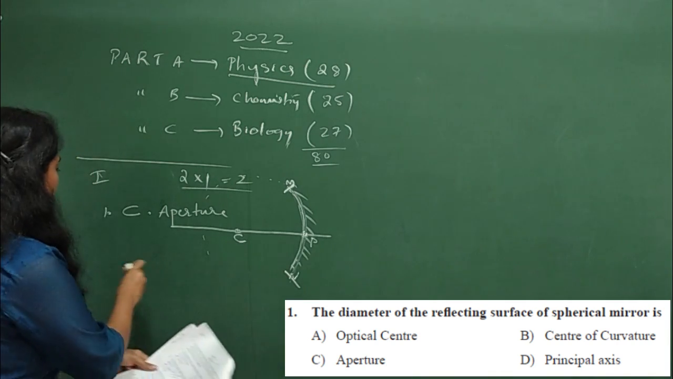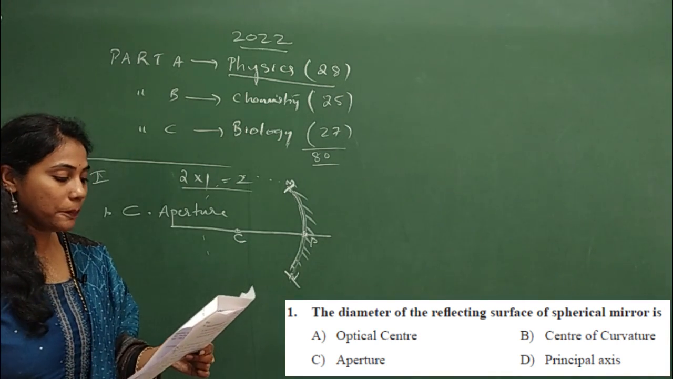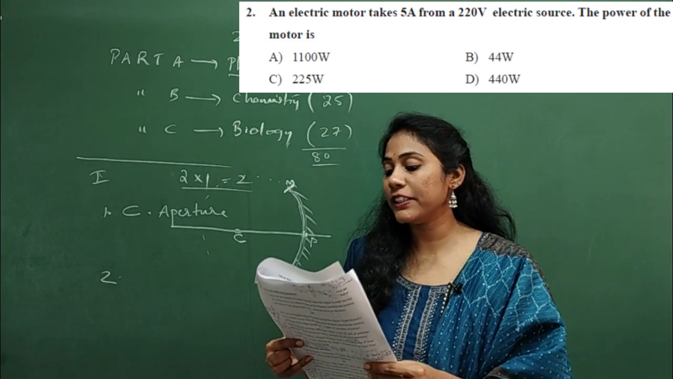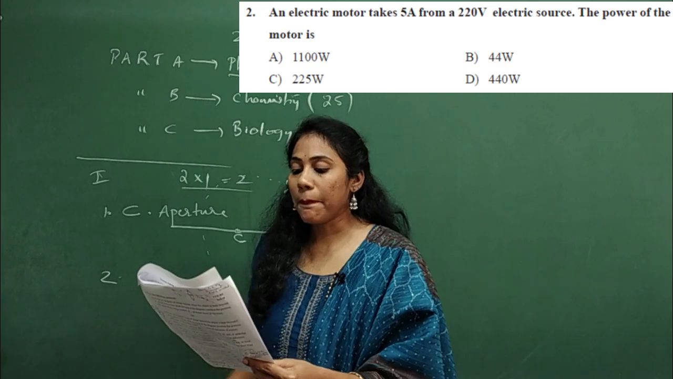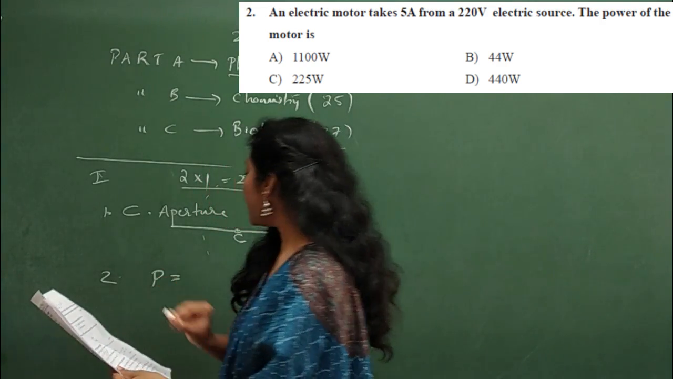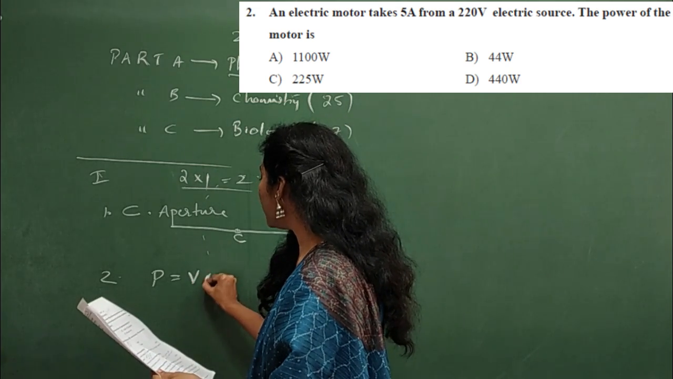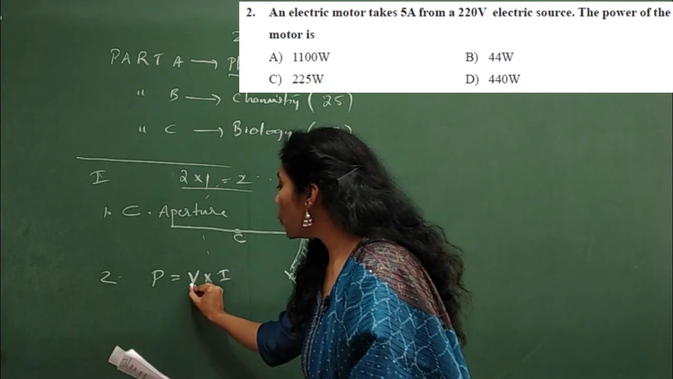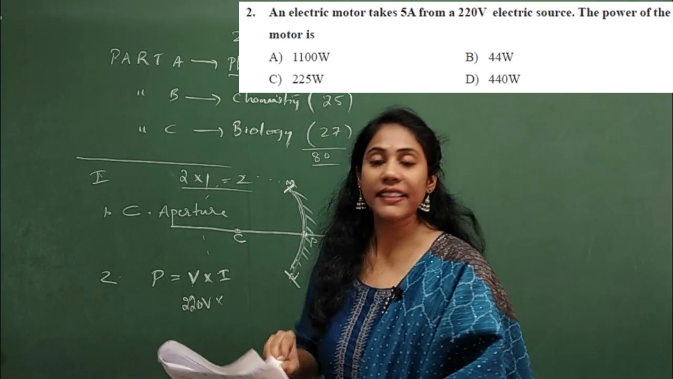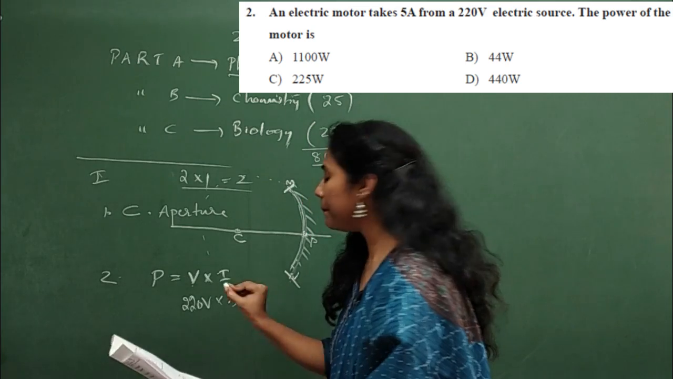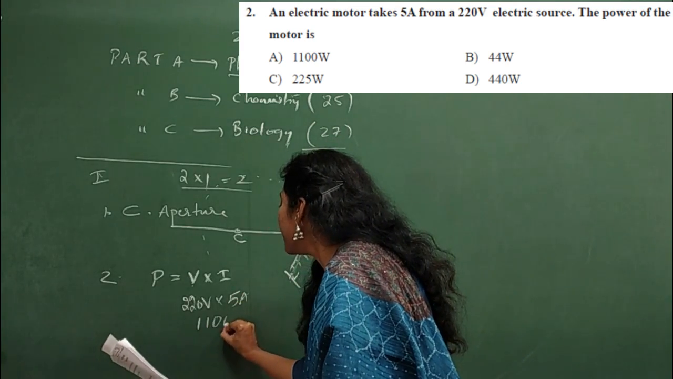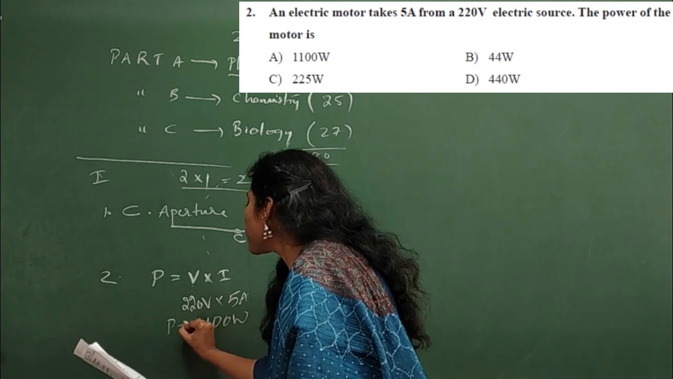Coming to the second question, it's a very simple and direct problem. An electric motor takes 5 ampere from a 220 volt electric source. The power of the motor is: so what is the formula for power? Power is equal to voltage into current, that is I. So voltage is given, guys, how much? It is 220 volts. And current is given, that is 5 amperes. So if you calculate, you get your answer, 1100 watt, right? So this is your answer.